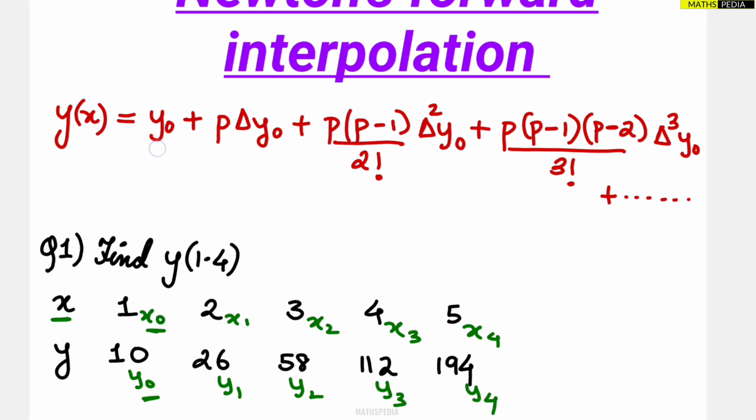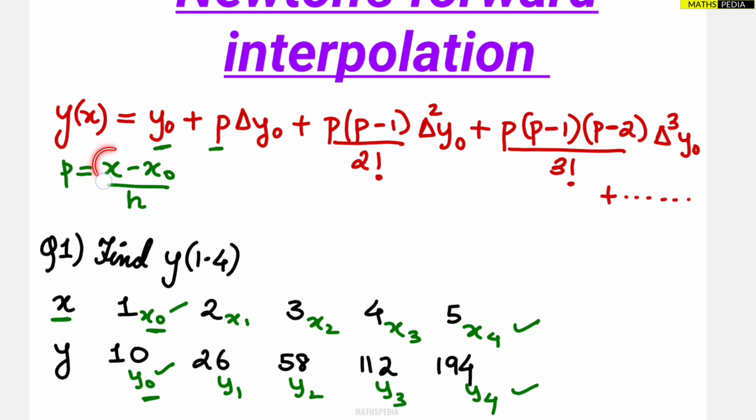So y naught, they are saying, so y naught plus. That means forward interpolation is always related to the starting values. So remember that. Backward will use the ending values, x4 and y4. Here it is x0 and y0 in forward. Then p. P is a term. Remember, p is equal to x minus x0 by h. Now what is x? X is whatever value is asked in the question. Suppose if it says 1.4, then I have to put 1.4 here.